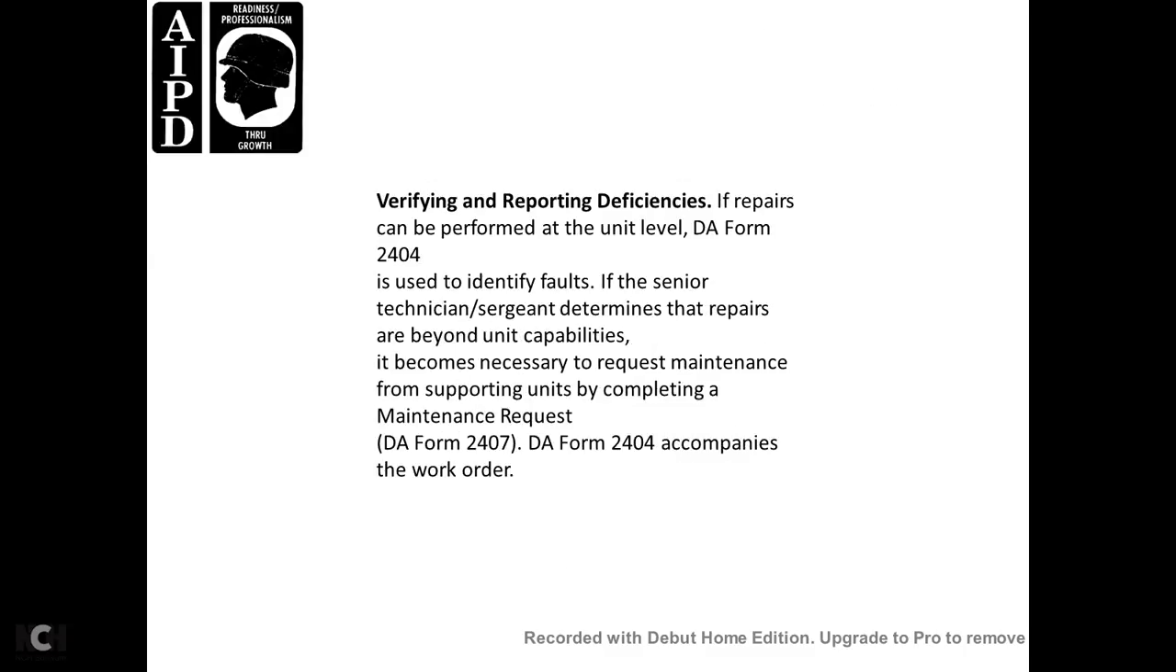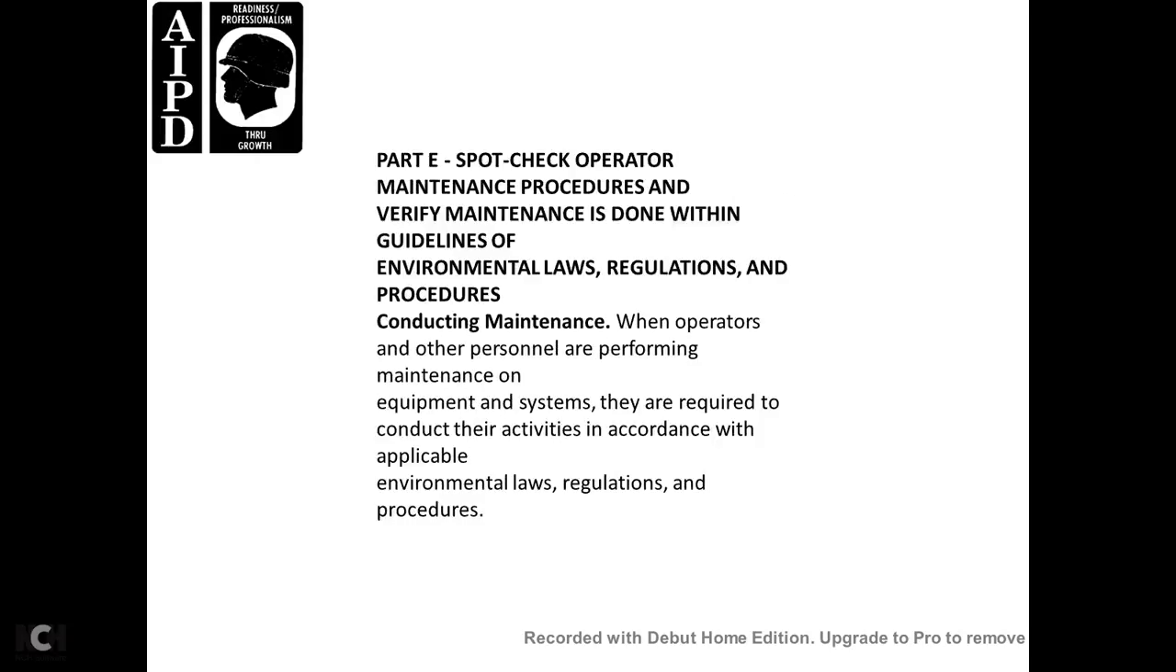Verifying and reporting deficiencies: if the repairs can be performed at the unit level, the DA Form 2404 is used to identify the fault. If the senior technician or sergeant determines the repairs are beyond the unit's capabilities, it becomes necessary to request maintenance from the supporting activity by completing the maintenance request. The DA Form 2404 accompanies the work order. Part E, spot check operation and maintenance procedures: verifying the maintenance is done within the guidelines, environmental laws, regulations, and procedures.